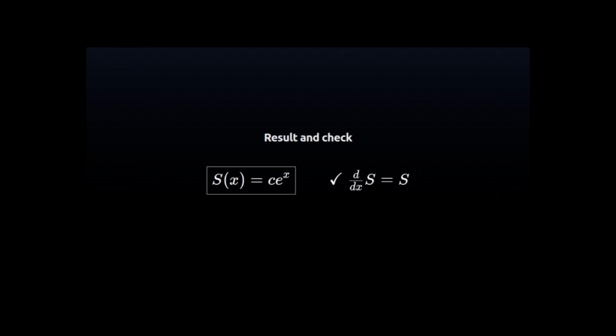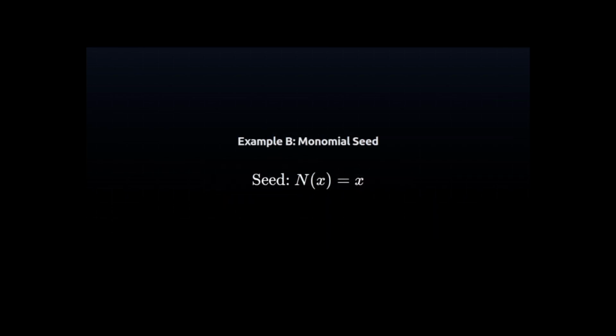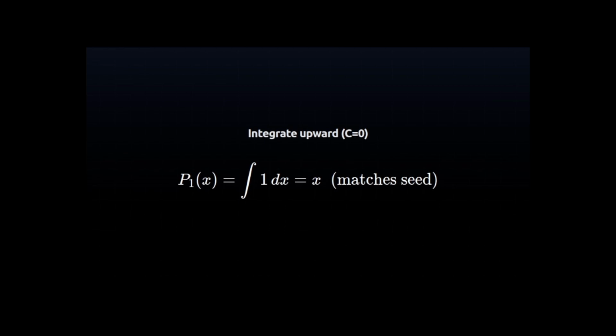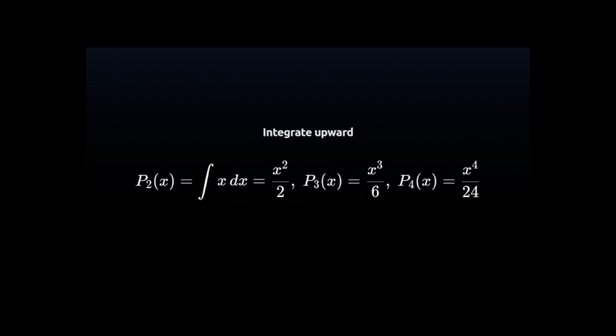Example B, monomial seed. Now let the seed be n of x equals x. Step 1. Differentiate until constant. The derivative of x is 1, so the base p0 equals 1. Step 2. Integrate upward with constant 0. p1 equals the integral of 1, which is x. Notice this matches the seed. p2 equals the integral of x, which is x squared over 2. p3 equals x cubed over 6. p4 equals x to the fourth over 24.